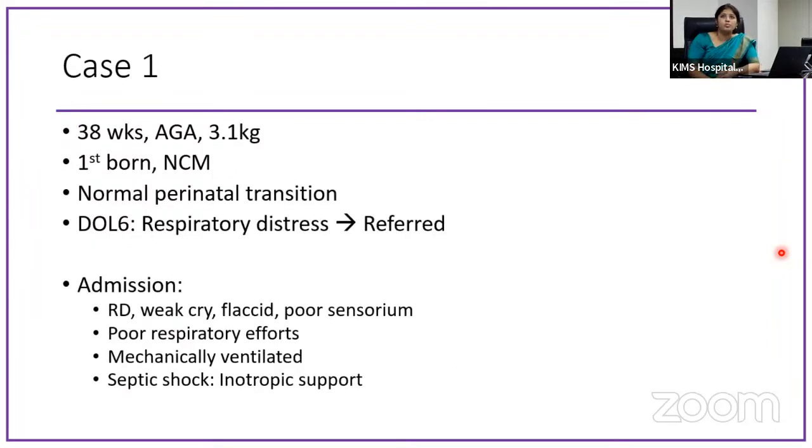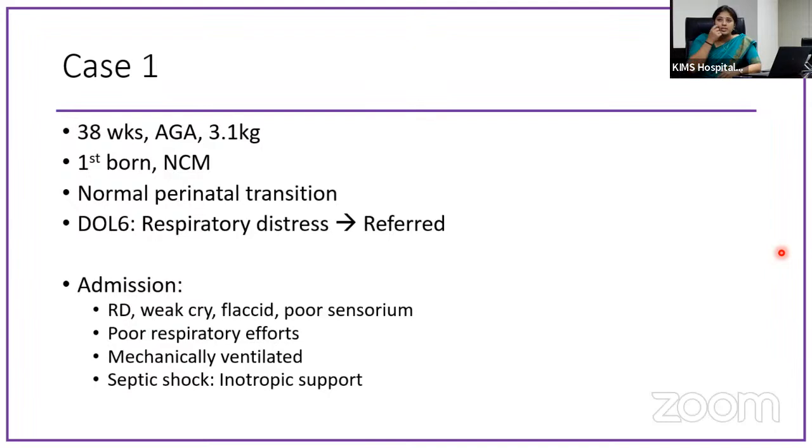So we'll just go through a first case. This was a 38 weeks appropriate for gestational age baby, 3.1 kg at birth. He was the first born child of a non-consanguineous marriage, had a normal perinatal transition, and presented on day 6 of life with respiratory distress and was referred for ICU.